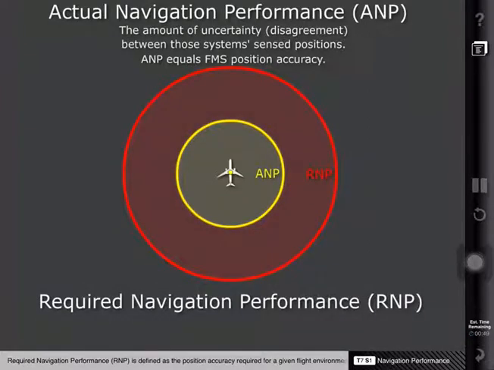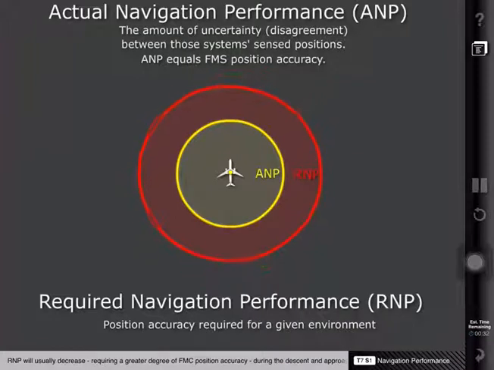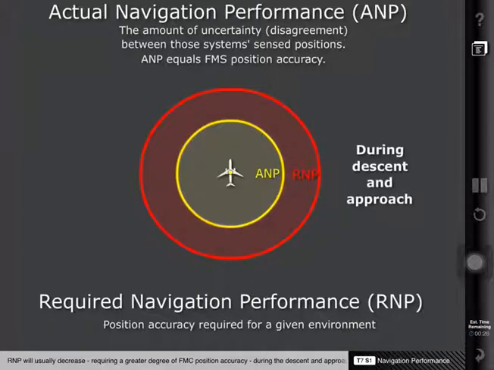Required navigation performance, or RNP, is defined as the position accuracy required for a given flight environment. During cruise flight, RNP is normally larger, meaning less accuracy is required for safe flight. RNP will usually decrease, requiring a greater degree of FMC position accuracy during the descent and approach phases.